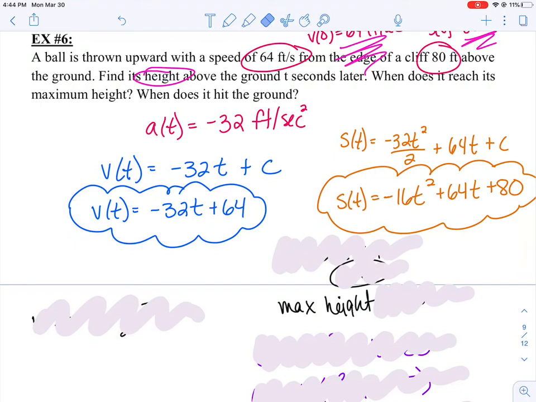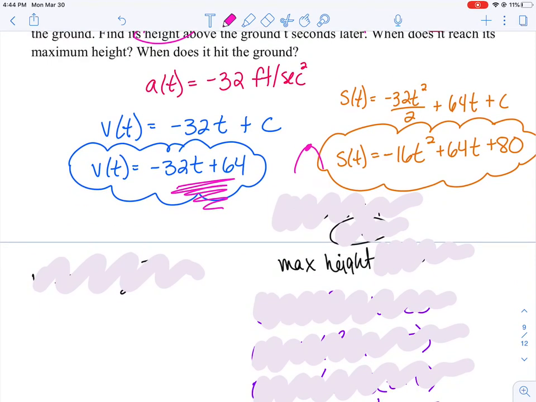That's my position. But the second question says, when does it reach its maximum height? Well, if my position is my height and I want to find the maximum, haven't we found maximums before? Haven't we figured out when our derivative changes from positive to negative, that's a maximum? And if the derivative of position is the velocity, well, can I figure out when that velocity changes from positive to negative? But before I do that, I have to find my critical numbers. I've got to figure out when that derivative, the velocity, equals 0. So that's what I'm going to do.